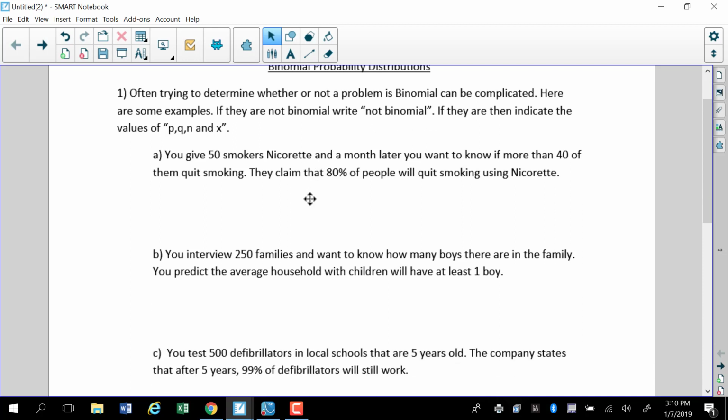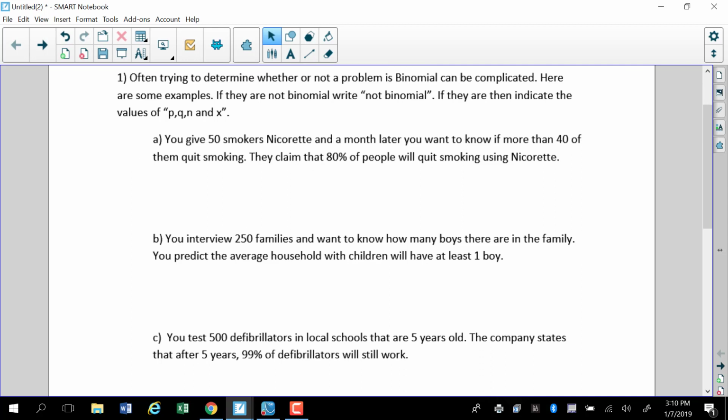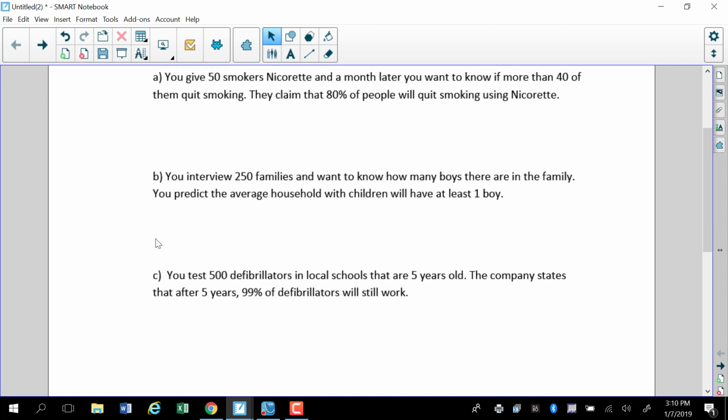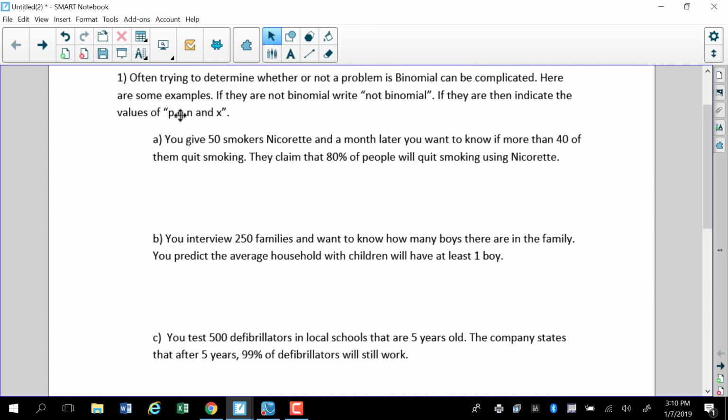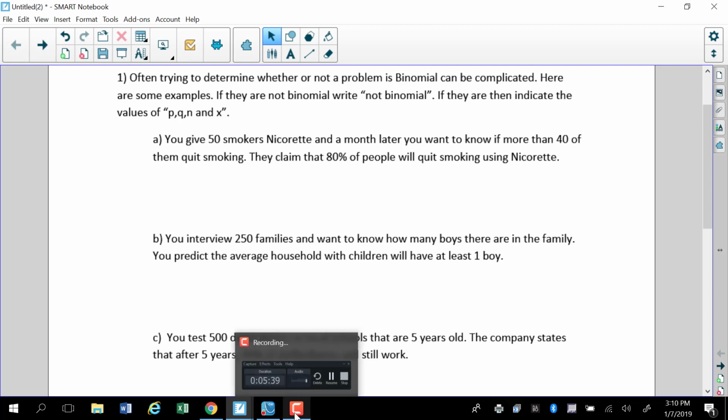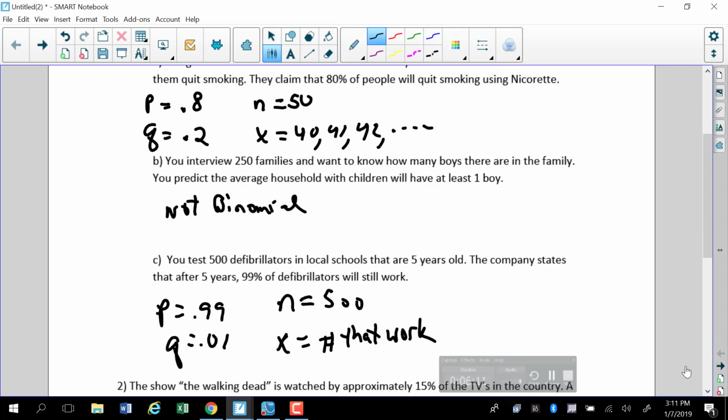So what I'd like you to do first is just look through these problems, and I'll write them down here in a second, but I want you to pause the video, look at these 3 problems, and see what you would put down for P, Q, N, and X. So take a minute, pause the video, write them down first, see if your answers match up with mine.